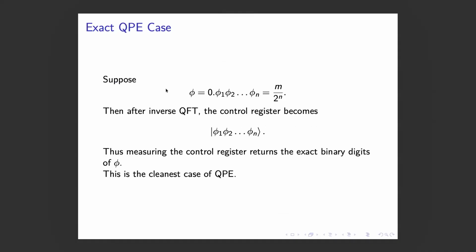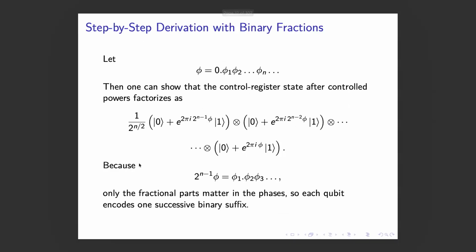So as soon as you have found with inverse QFT, you actually find the control register. So this is the set of qubits which you have, the values of the bits 0, 1, 1, 2, etc. And then measuring the control register returns the exact binary digits of phi0. And that's essentially what we did with the other case there.